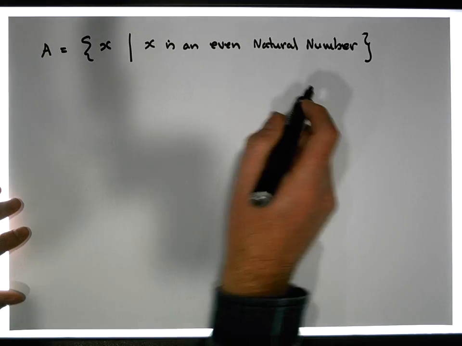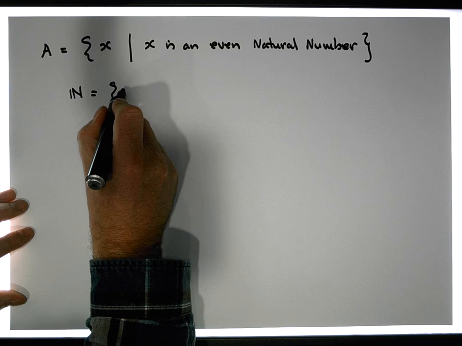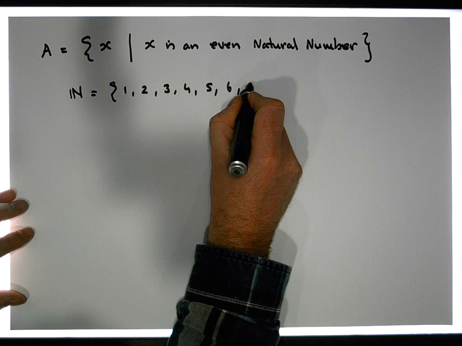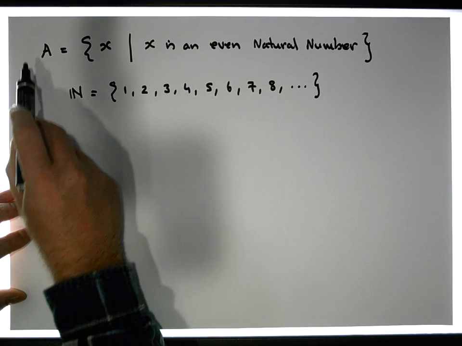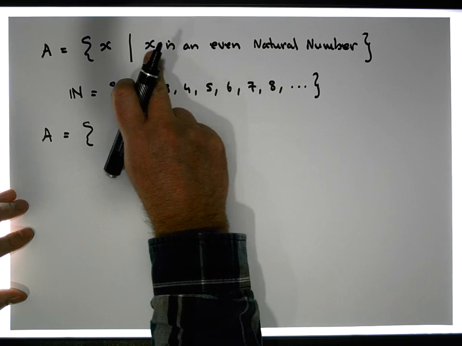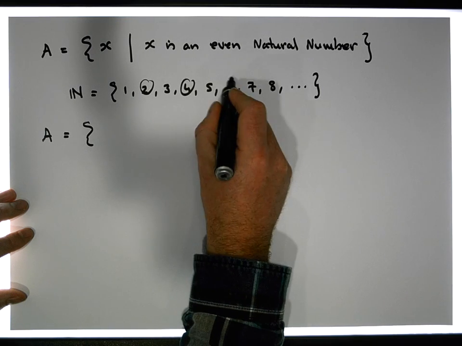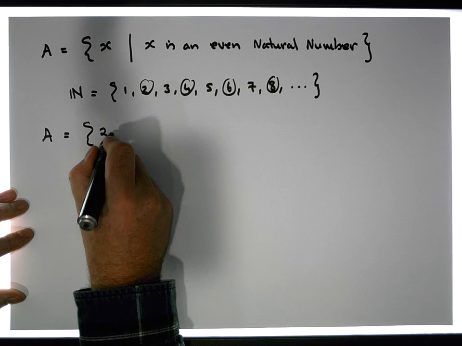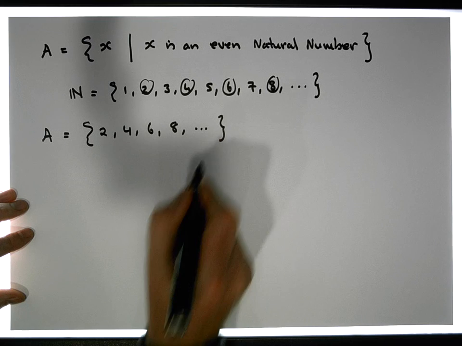And actually, when we look at this here, the natural numbers, the naturals, are the numbers 1, 2, 3, 4, 5, 6, 7, 8, and so on and so forth. So A must be the set that contains even natural numbers. The only even natural numbers are 2, 4, 6, 8, and so on and so forth. So A now in roster notation would look like 2, 4, 6, 8, and we continue with the pattern like that.